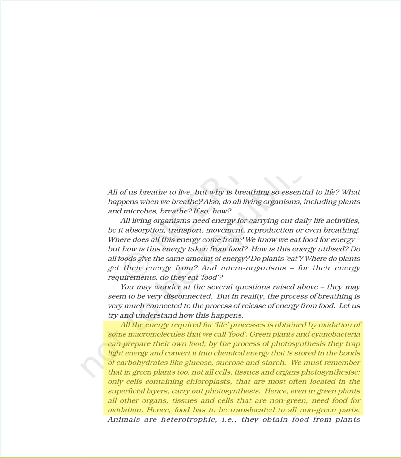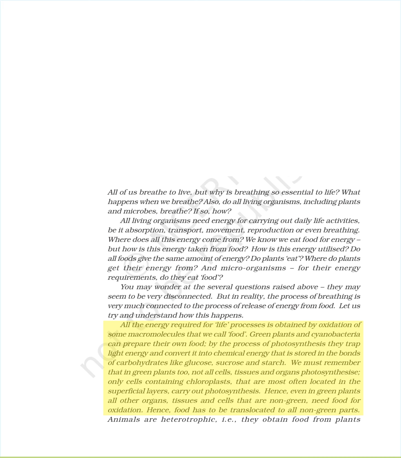Green plants and cyanobacteria can prepare their own food. By the process of photosynthesis they trap light energy and convert it into chemical energy that is stored in the bonds of carbohydrates like glucose, sucrose, and starch. We must remember that in green plants too, not all cells, tissues, and organs photosynthesize, only cells containing chloroplasts, that are most often located in the superficial layers, carry out photosynthesis.